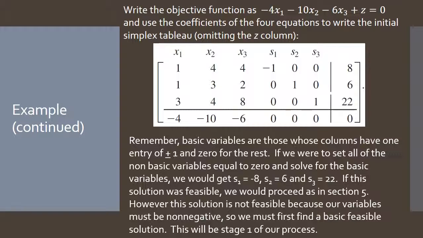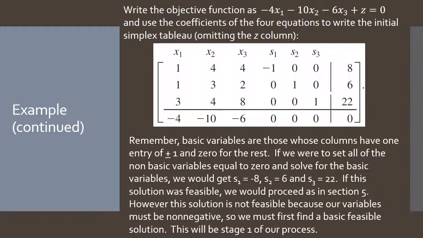Well, taking out the non-basic variables, we have that negative S1 equals 8. Well, that's a problem because that means that S1 equals -8. And our slack and surplus variables, all these variables are supposed to be non-negative. So we do not have what is called a basic feasible solution.